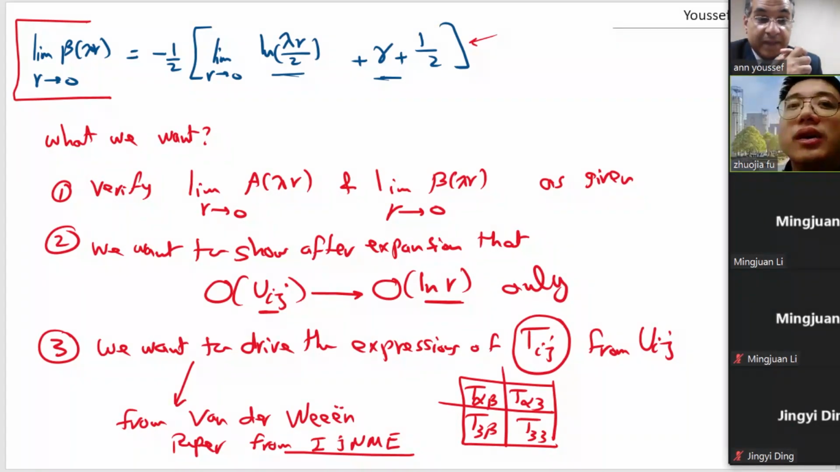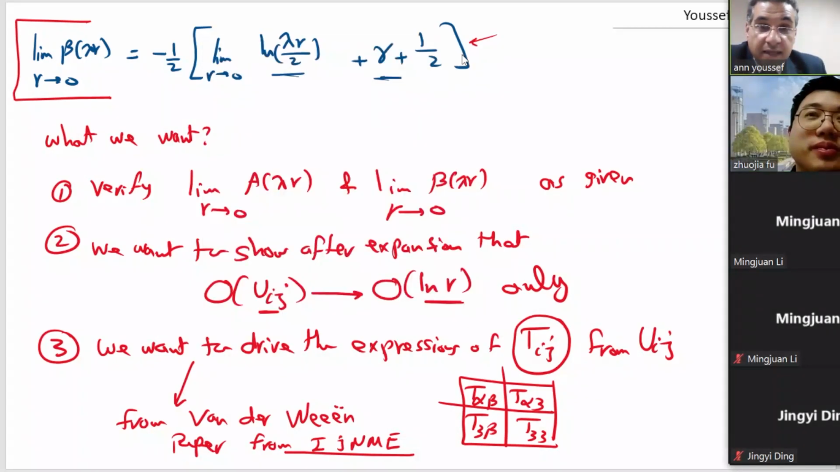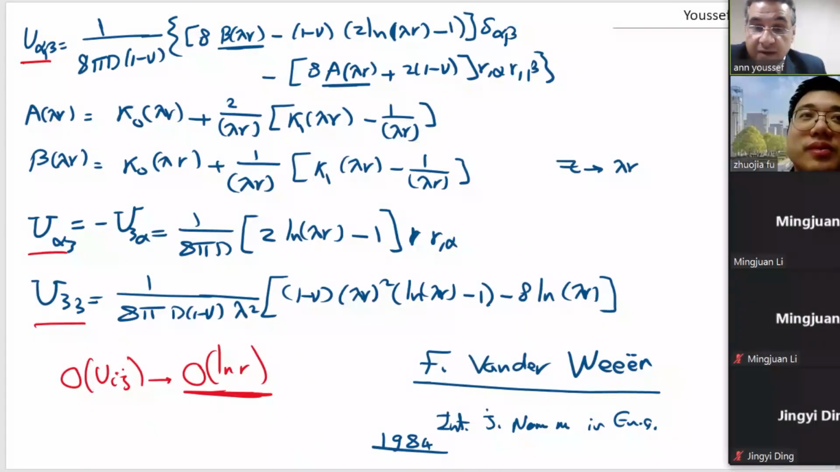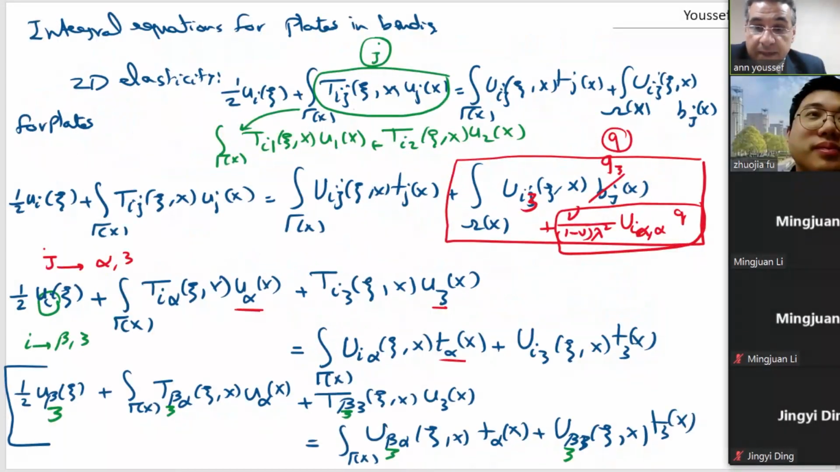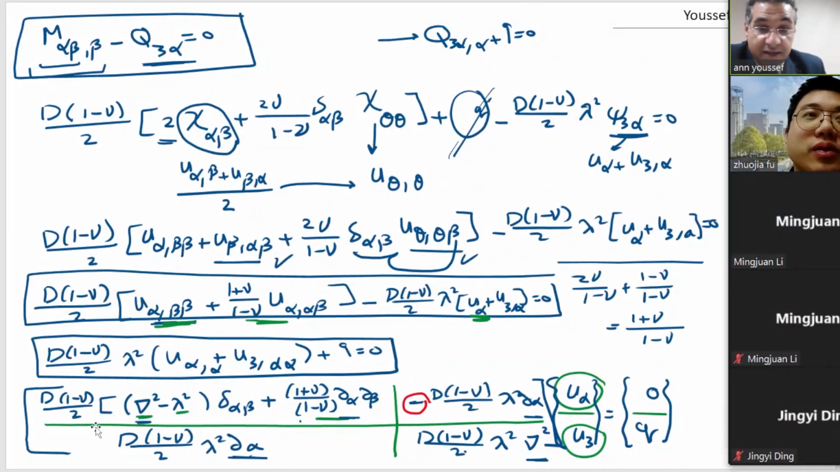Any question? Yes, there's this student. Please explain. L_ij is not equal to L_ji because of the minus sign. This is the triple L, right? Yes, because of this minus sign. I wrote it in red. Let us do it here. This minus sign: when you take the transpose of it, you get this minus sign here.